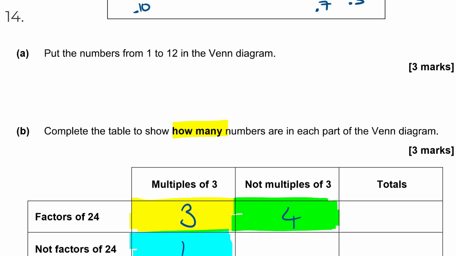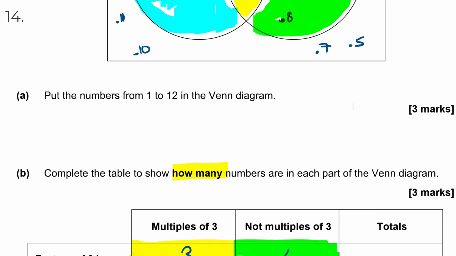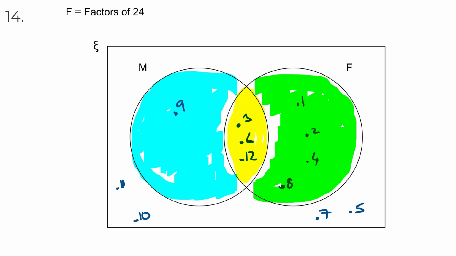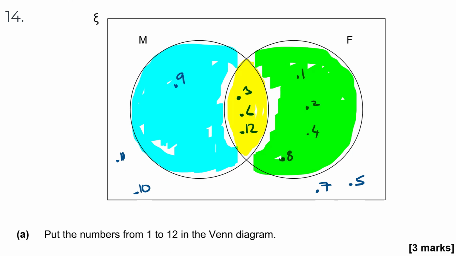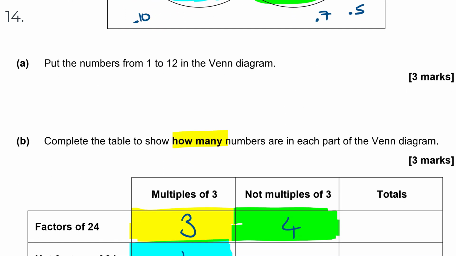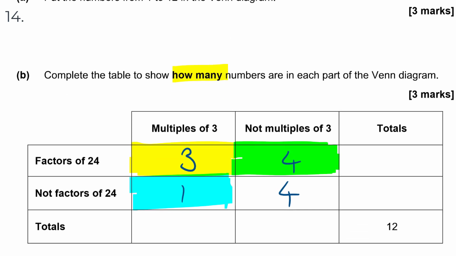And then finally I've got not factors of 24, not multiples of 3. That is the bit that lies outside both sets, and I've got 4 of those: 11, 10, 7, and 5. So there are 4 of those. Okay, so just need to add those up both ways. So 3 plus 4 is 7, 1 plus 4 is 5, 7 plus 5 does add up to 12. 3 plus 1 is 4, 4 plus 4 is 8, and 4 plus 8 does add up to 12.